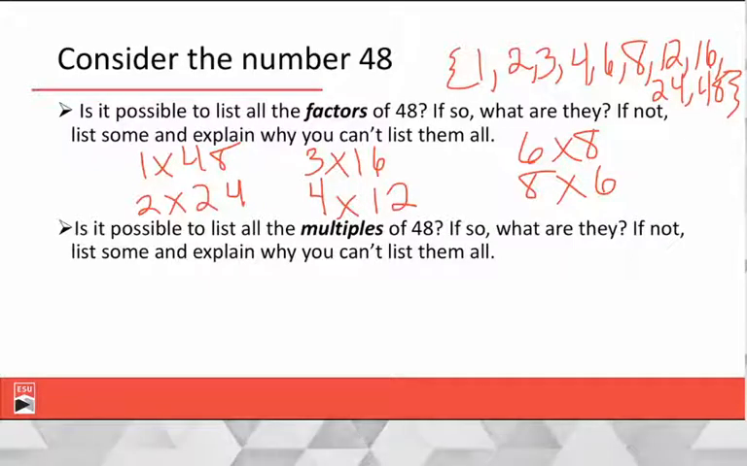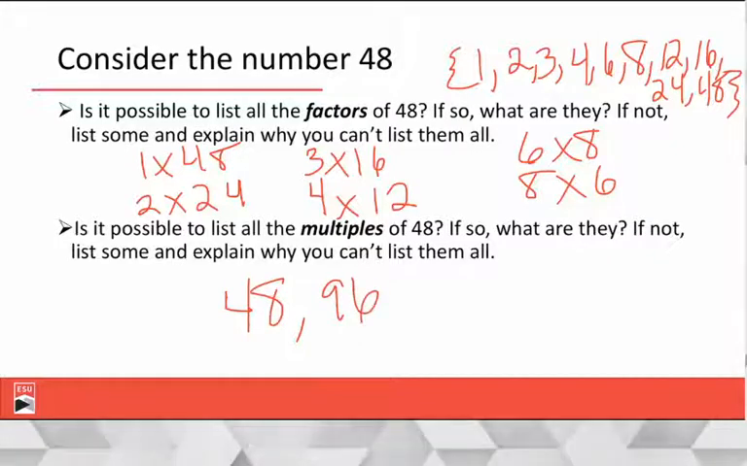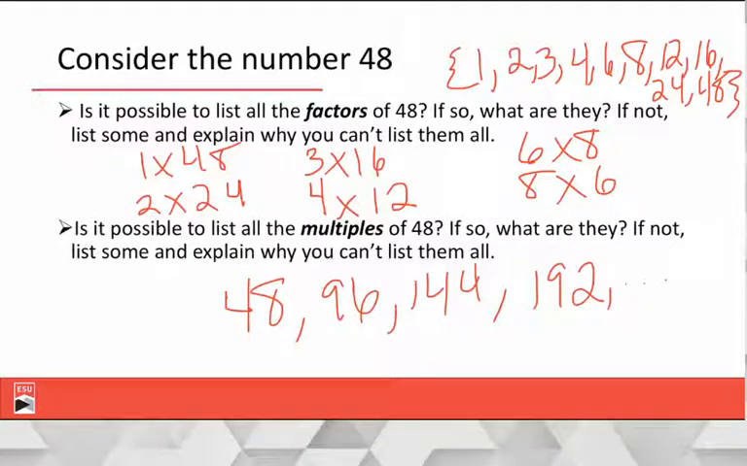And so we can list all of the factors of a number. Maybe not very easily, if we had a very large composite number, it might have a lot of factors. But is it possible to list all the multiples of 48? Well, the first one is 48. The next multiple is 2 48s, 96. The next one is 3 48s, which is 144. And then the next one is 192.